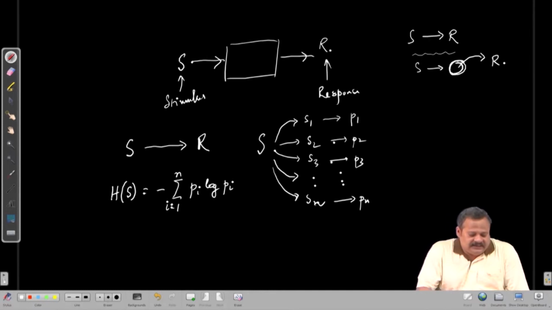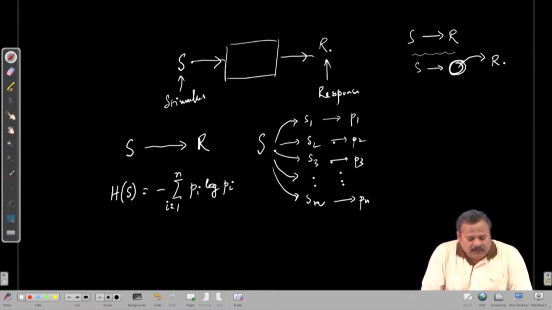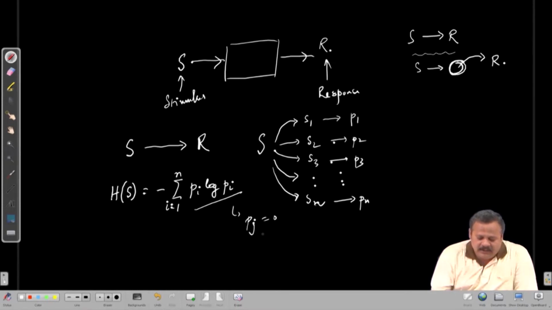So, this H(S), entropy, essentially provides the amount of uncertainty present in a random variable. Now, why do we say that? To get an idea of why it is so, think about it in this way for a moment. Another additional thing is that if any of the Pi's is 0, or Pj is 0, then we define that Pj log Pj is 0.